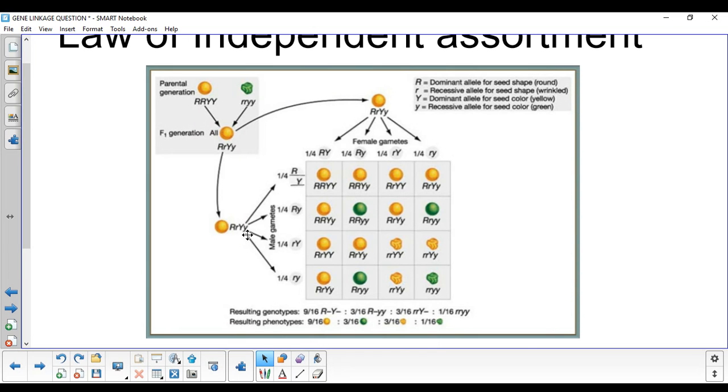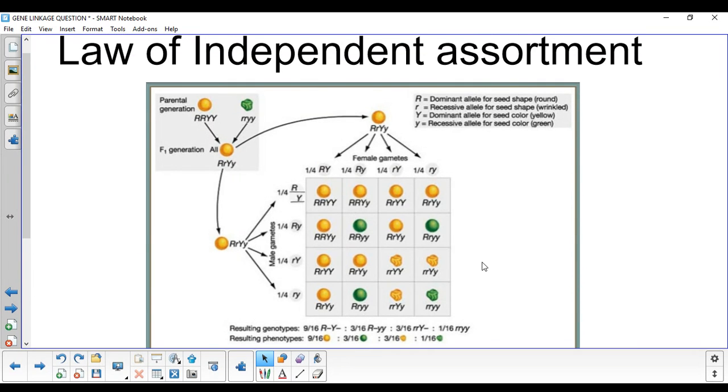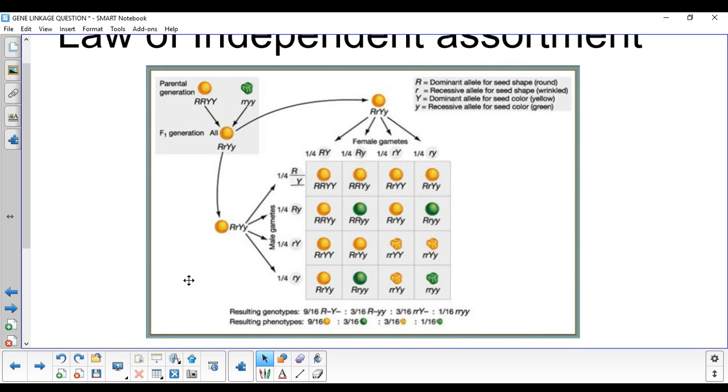And what that means is if both parents are heterozygous for both traits and the traits are on different chromosomes, then there is a 9 out of 16 chance for the offspring to show both dominant phenotypes, a 3 out of 16 chance for them to show dominant for one and recessive for the other, and a 1 out of 16 chance for the offspring to show both recessive traits. This is true if the alleles are not linked, if they are located on different chromosomes. This is what independent assortment means.